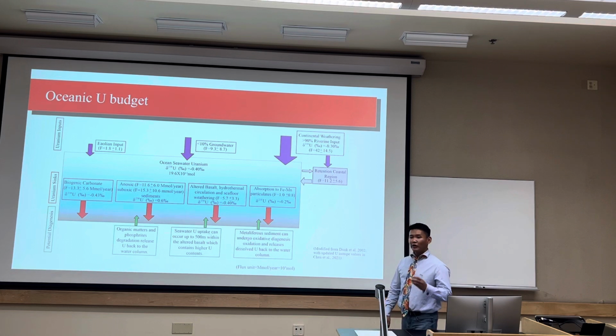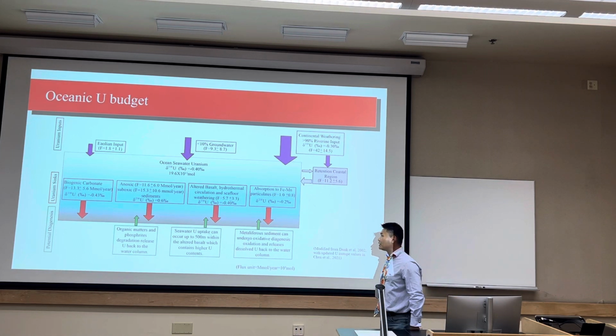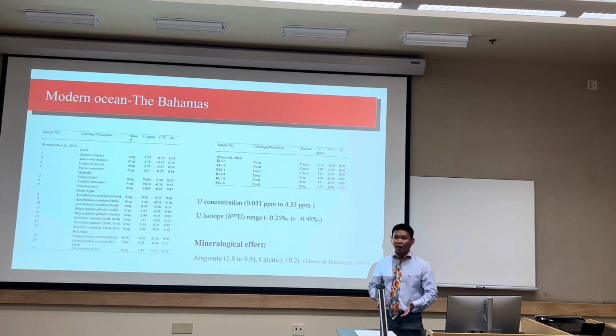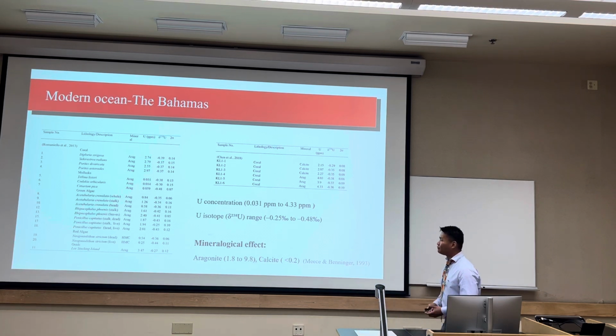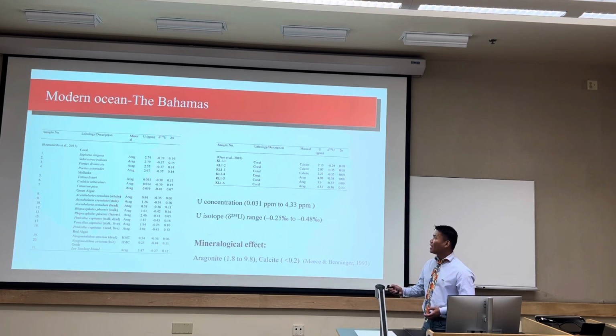For example, reoxidation of the organic matter might release uranium back to the seawater. So now let's look at the modern ocean, the largest carbonate platform, which is the Bahamas. I'll compile some data to look at the uranium content in the Bahamas. Here we're going to focus on uranium concentration and uranium isotopes.